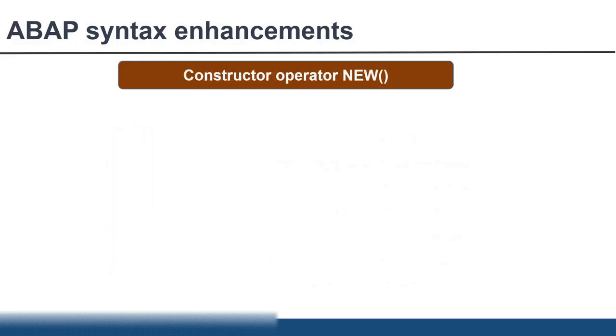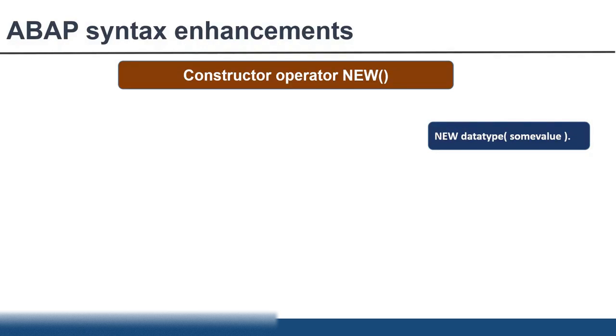Moving on to the constructor operators in detail, starting with the operator new. This operator creates an anonymous data object or an instance of a class. There are different variations for it. First one is new, data type and a value. This creates an anonymous data object of the data type given and passes a value to the created object. Observe the example given on the screen. Here, it is creating an anonymous data object of the type I with the value 1000.